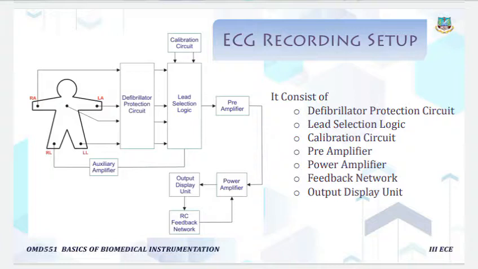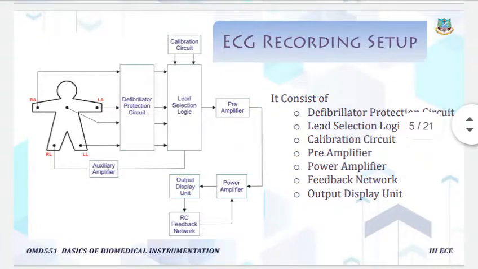Next, the output unit. The output unit is the display. It is displayed on a cathode ray oscilloscope or a paper chart recorder. The power amplifier or pen amplifier supplies the required power to drive the pen motor that records the ECG trace on a wax coated heat sensitive paper. This is a special type of paper, and on it we mark the ECG signal using the pen motor.